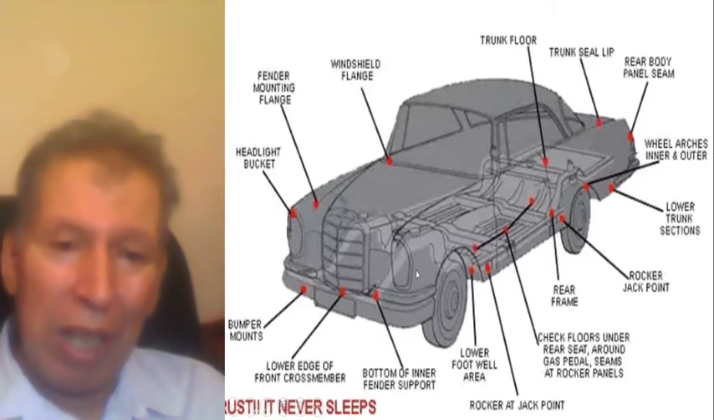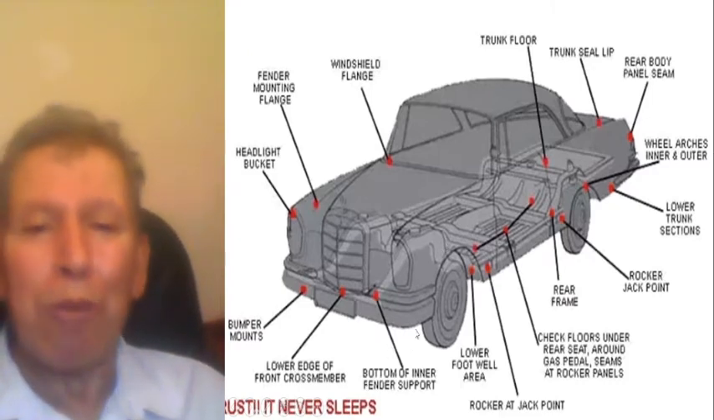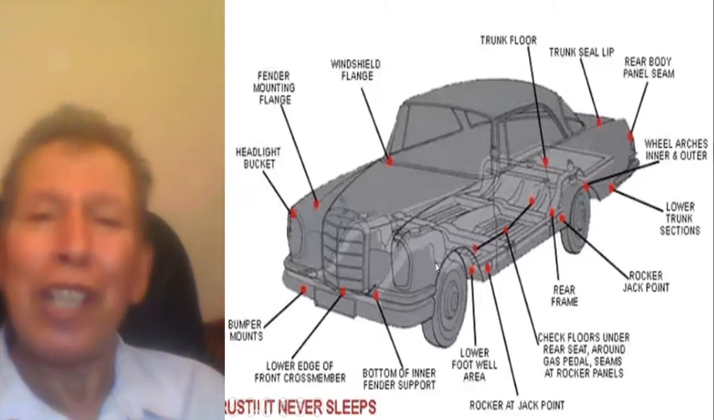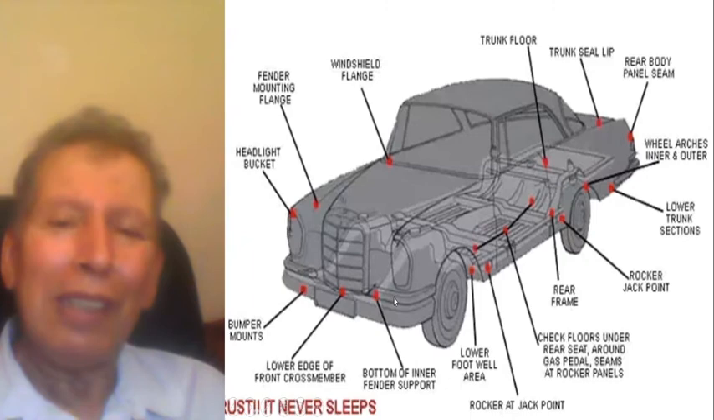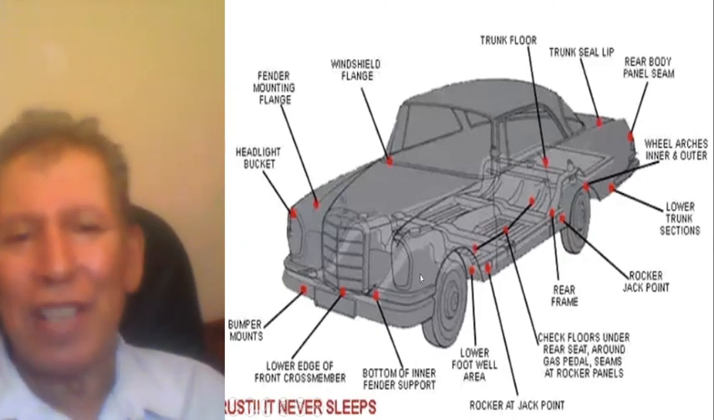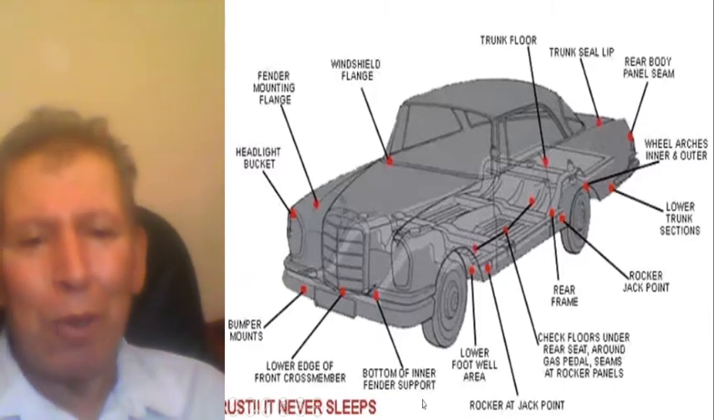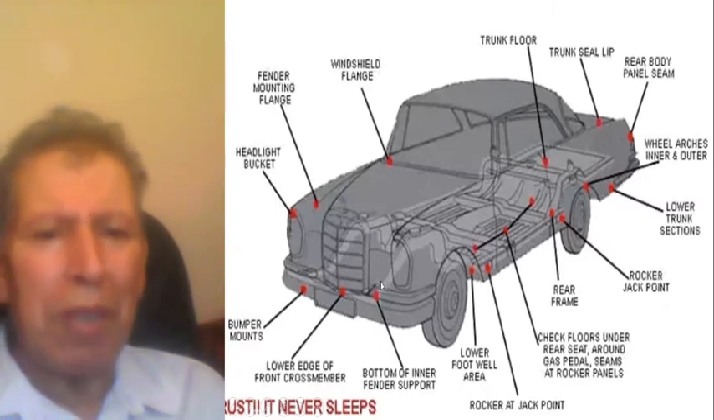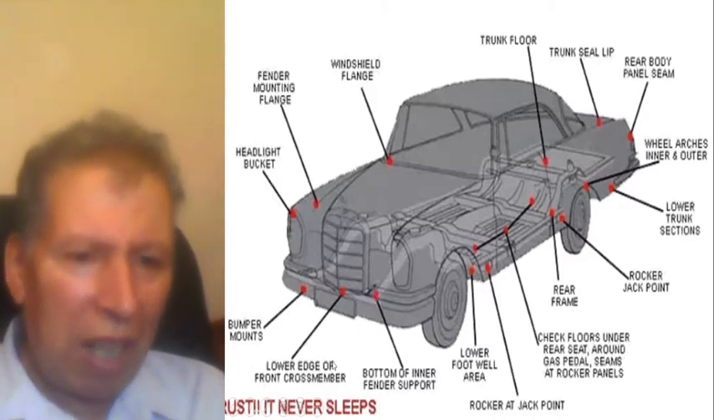So that's an area which is exposed to tear and wear. You know the expression in English, tear and wear. Bottom of the inner fender support, and the link between the bumper and the body. So this is where rust can attack a car.